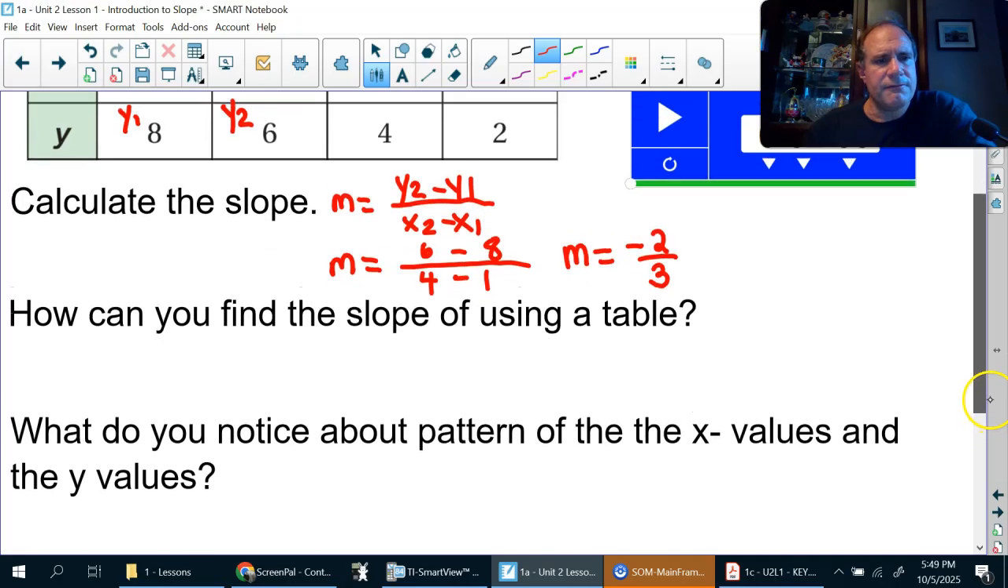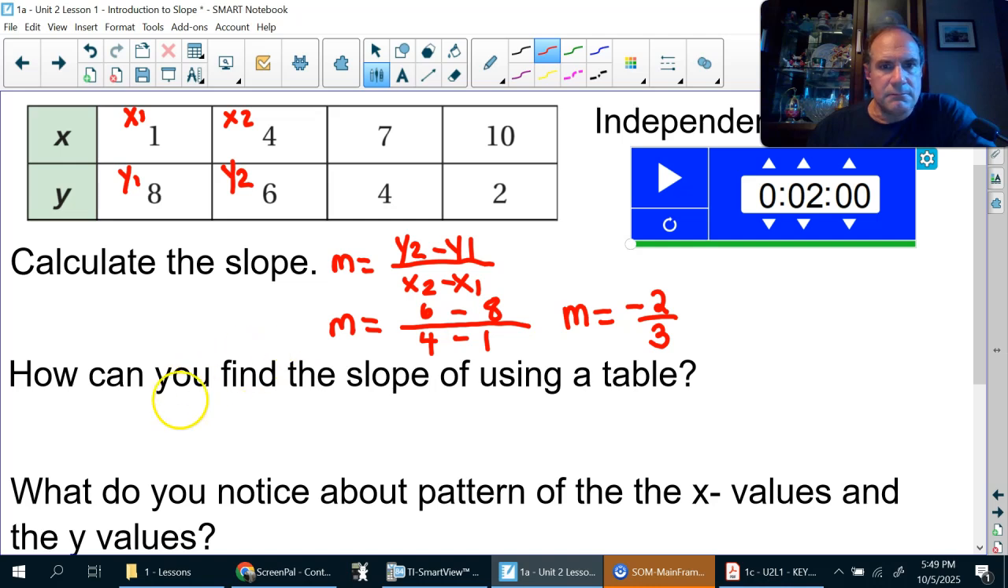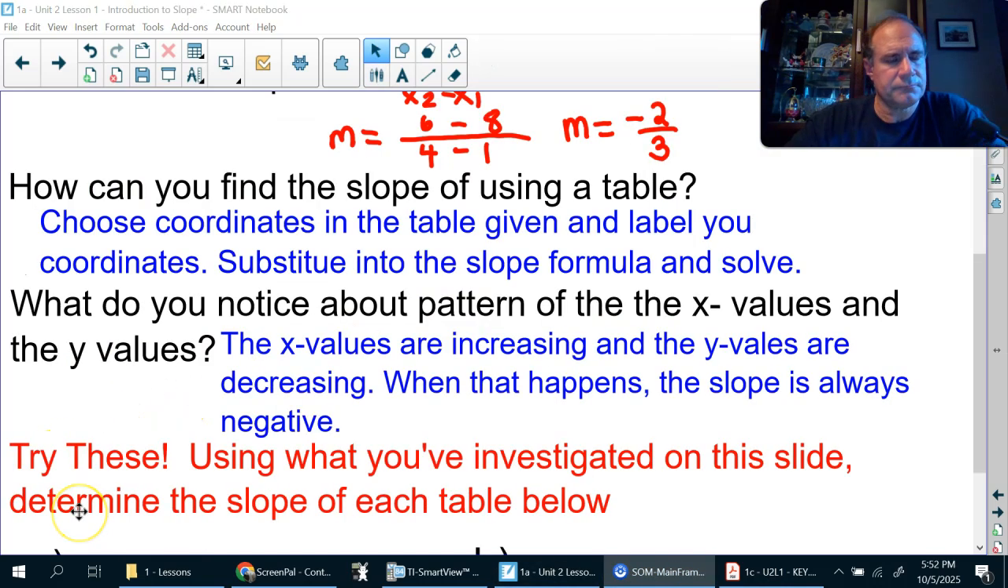And that's it. How do you find the slope of a table? Label and use the slope formula. Okay, so how can you find the slope using a table? Choose the coordinates in the table and label your coordinates. Substitute into the slope formula and solve.